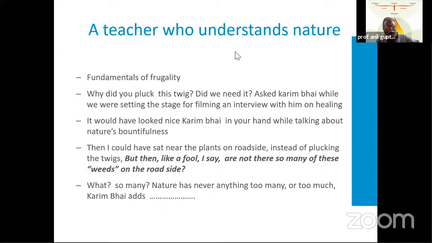Now I can't. The moment I pluck some leaf, my hand moves towards plucking a blade of grass or a leaf, Karim Bhai is visible to me in front of me. Do you need this? So it's a very minimalist consumption behavior where you do not consume or waste natural resources for no good reason. I mean, you're not using anything. So that was a very important lesson I learned with Karim Bhai.